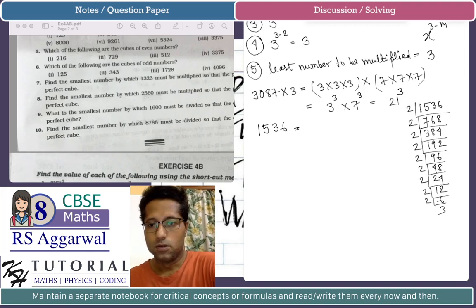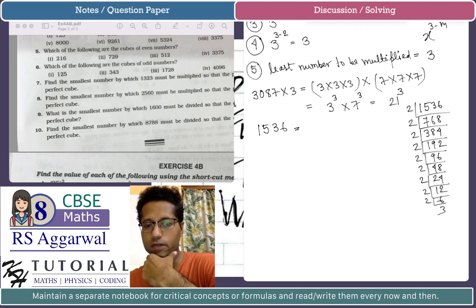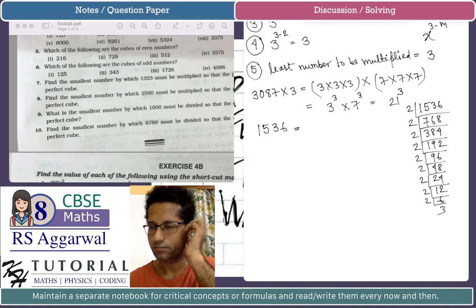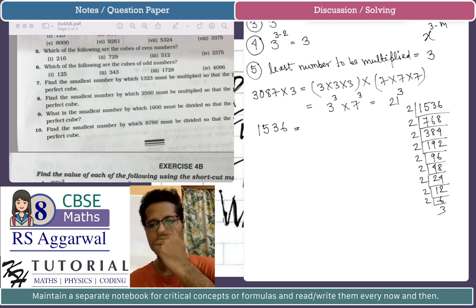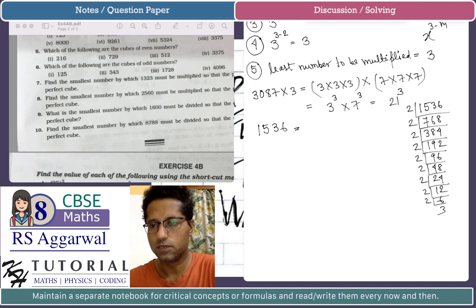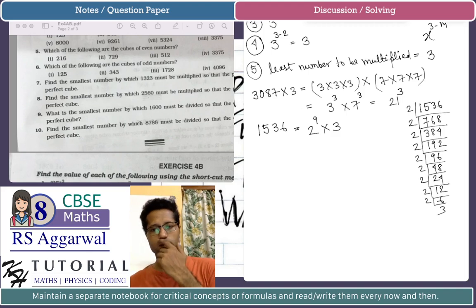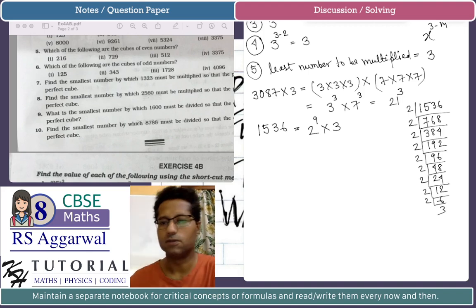Okay, so let me quickly check if I did the prime factorization of 1536 correctly or not. 768, 384, 192, 96, 48, 24, 12, 6, 3. Okay, so how many 2's are there? 1, 2, 3, 4, 5, 6, 7, 8, 9. So I am writing in short form. This is 3. So the prime factorization is 2 to the power 9, that is, the product of 9 2's, multiplied by 3.